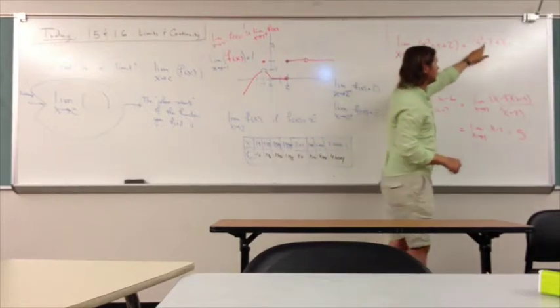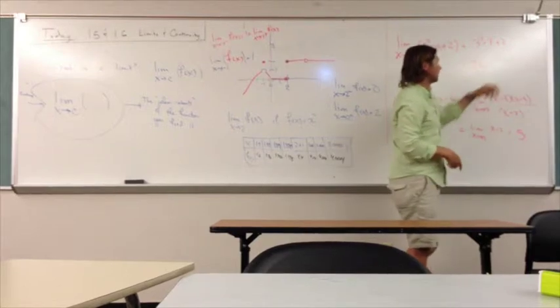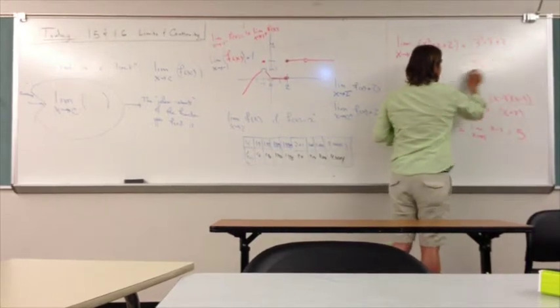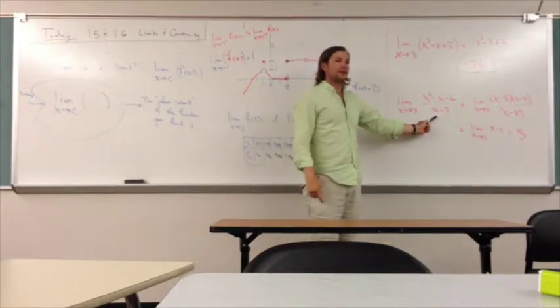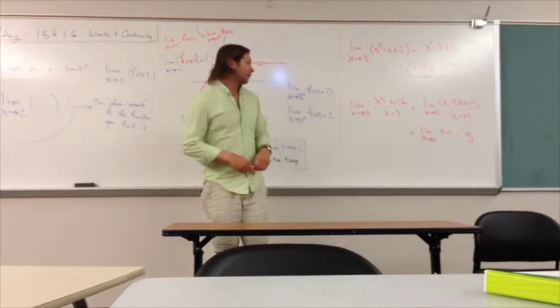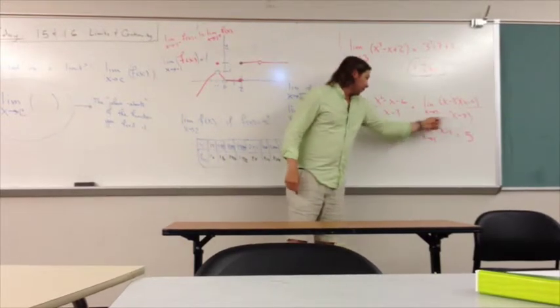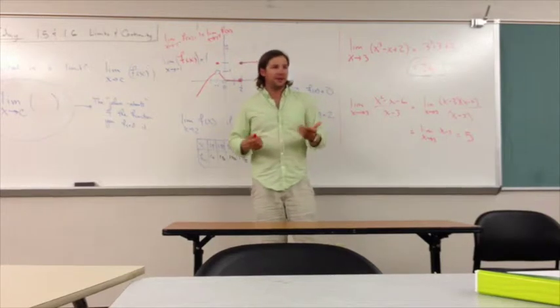That's all I did here. 3 cubed is 27, minus 3 is 24, plus 2 is 26. So this is the limit in this case. All right? Now, you would want to do that here, but you can't. And why can't you? Because if you plug in 3 here, you get 3 minus 3 is 0. You're dividing by 0. That's undefined.